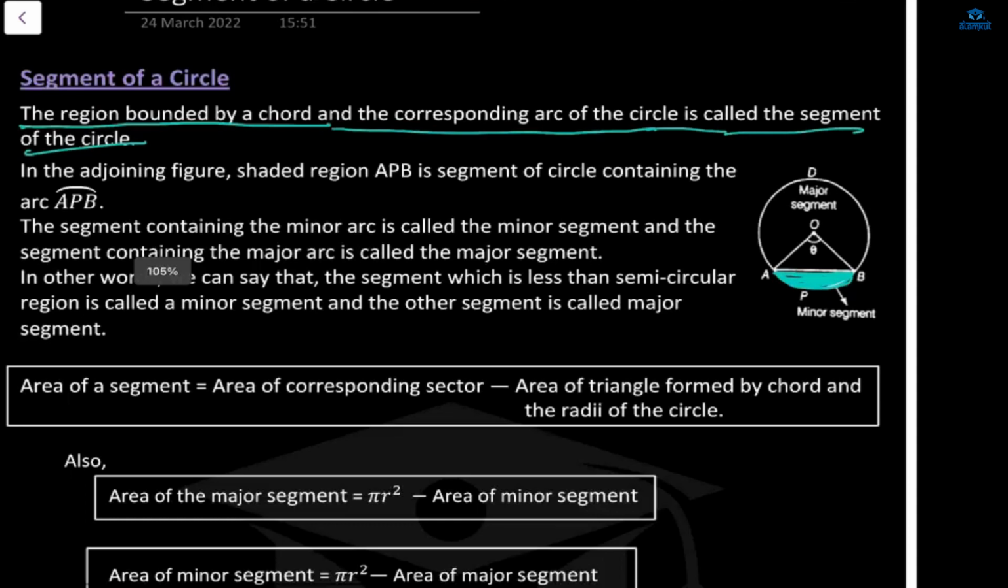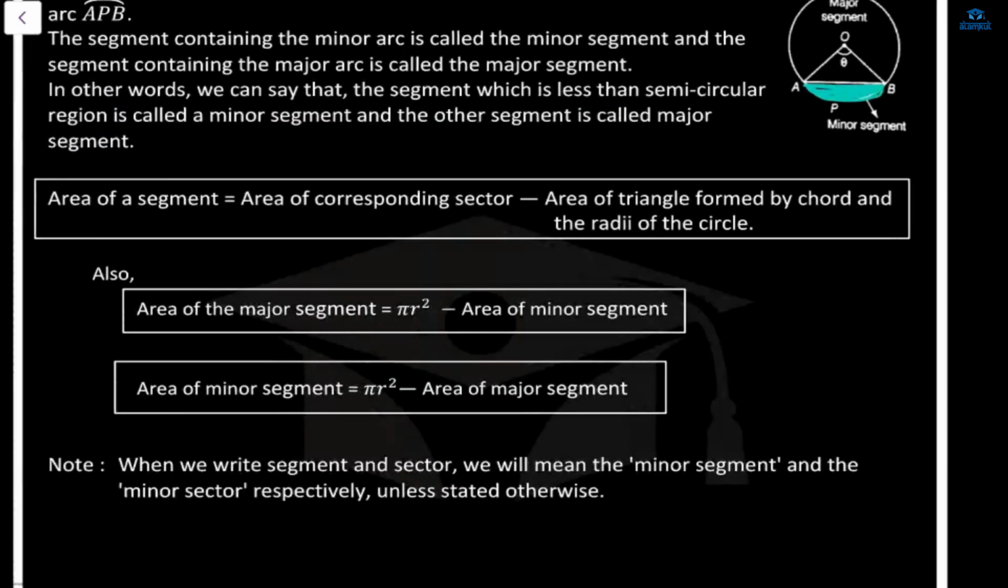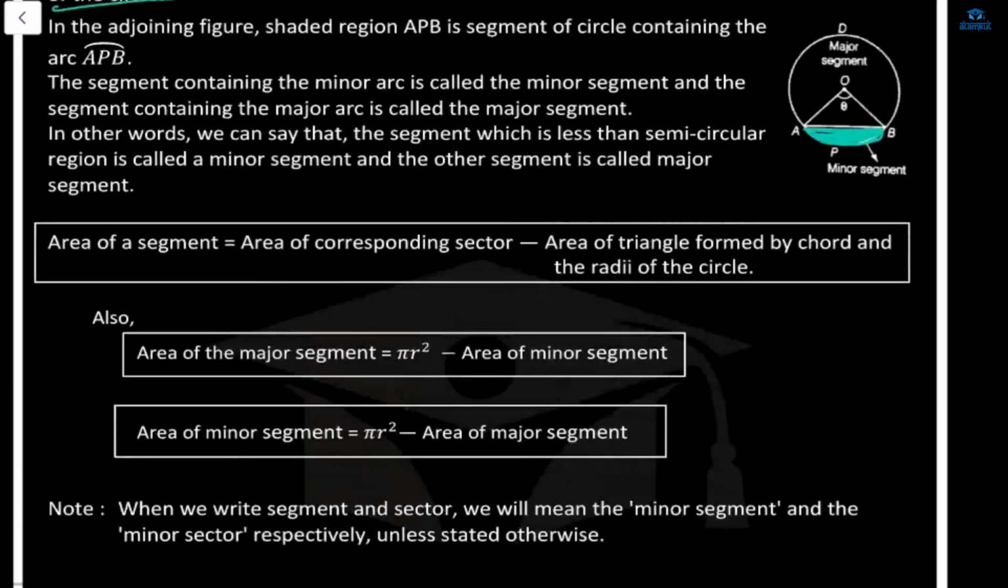Now here, what is the area of the segment? Obviously, we can directly find the area of the segment. What we are going to do is find the area of the corresponding sector, and subtract the area of the triangle that is formed with the chord and the two radii.